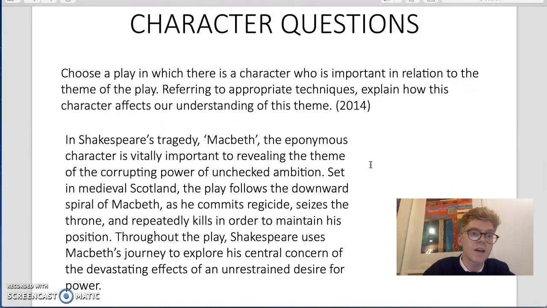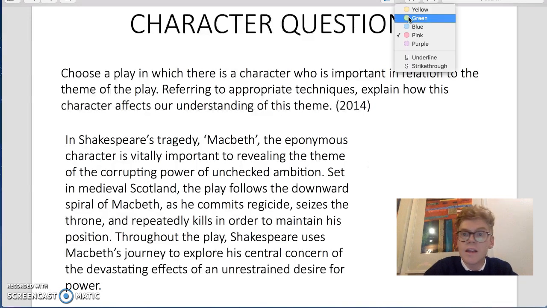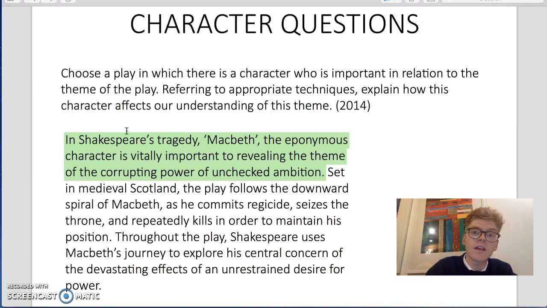One last example from character questions. Choose a play in which there is a character who is important in relation to the theme of the play. That's almost asking you what I've been saying, connecting the idea of character to the theme. The question even does that for you in 2014. Referring to appropriate techniques, explain how this character affects our understanding of this theme. Well, again, three sentences. First one, we're answering that question, that first sentence of the play.